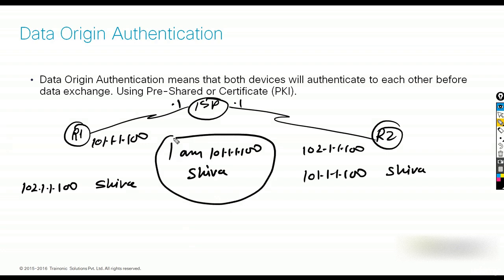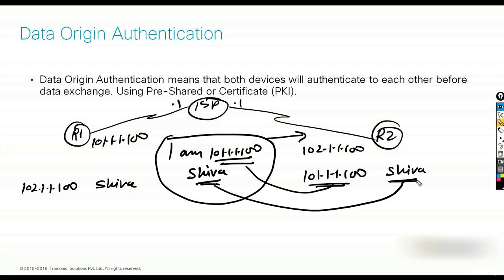This message will be sent from R1 to R2. R2 will check, okay, who is saying this? Yes, my peer is saying this. And what is the password? Yes, matching, done.